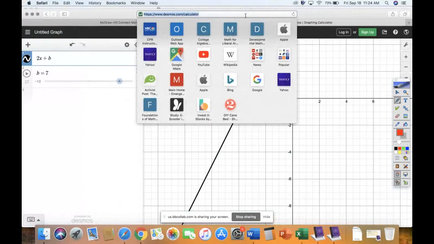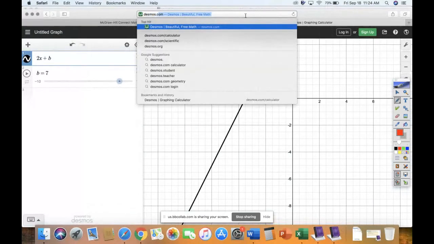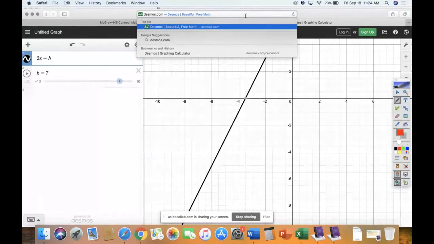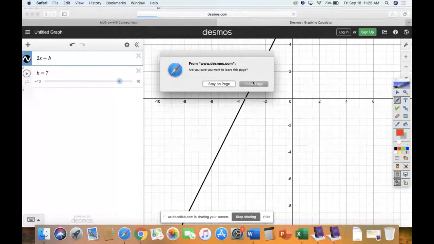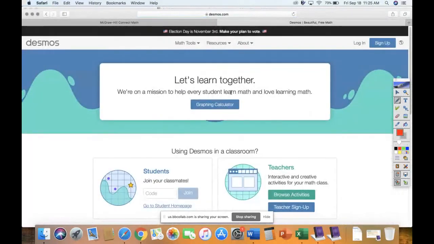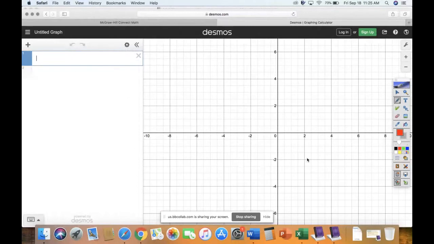It's at desmos.com, D-E-S-M-O-S.com. I'd write that down. I take advantage of this website. It's a free online graphing calculator. It's very easy to use. It'll go to this page, and you'll say graphing calculator. It's nice and big and colored, and it's just so much easier to use, and it's free.